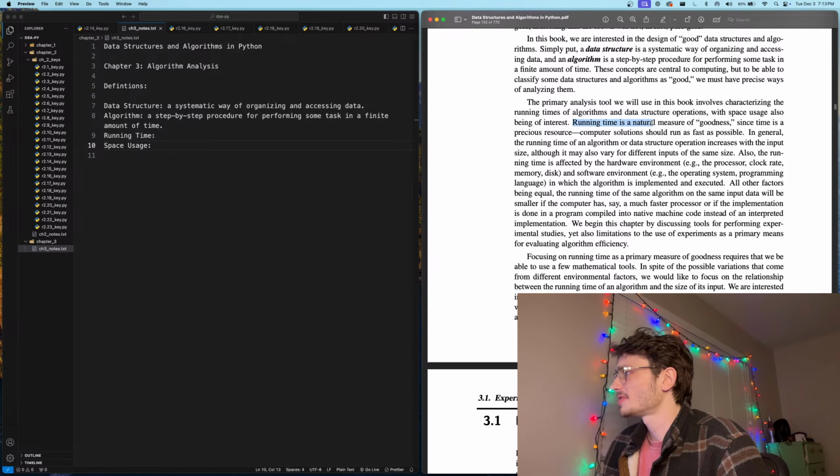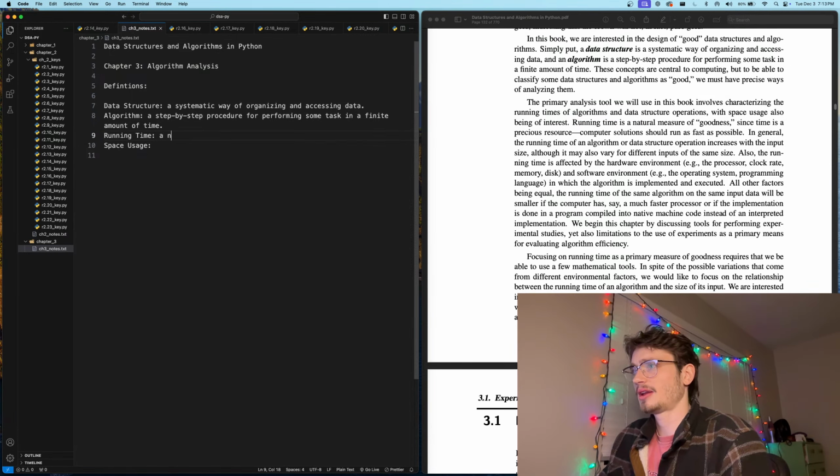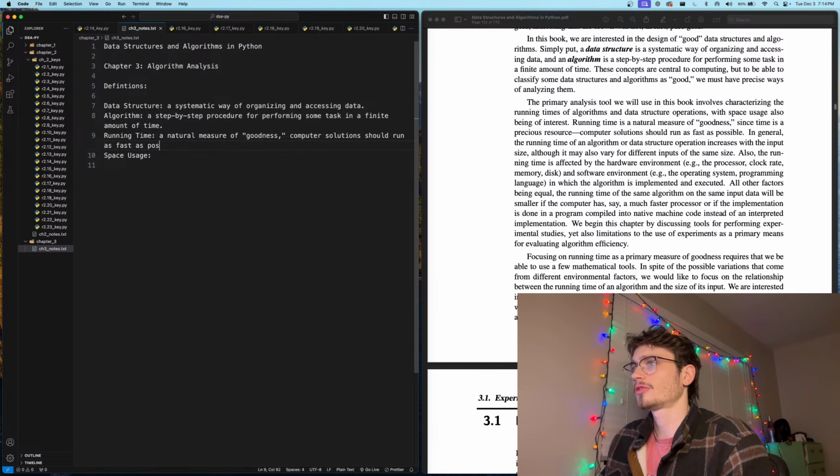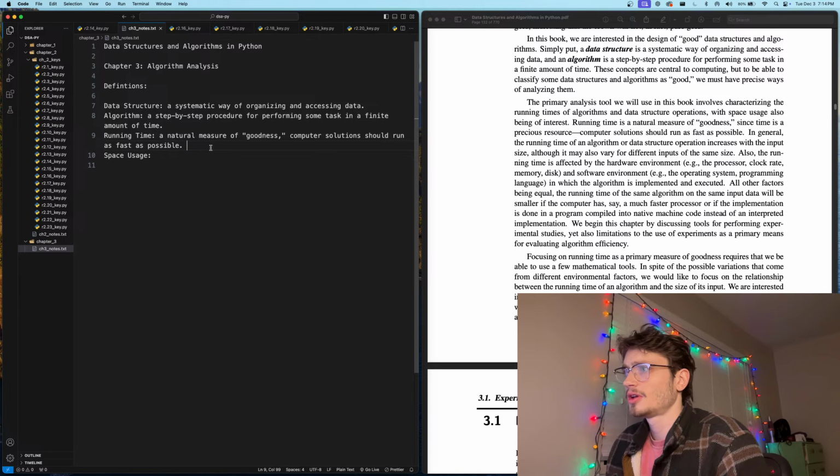So the runtime is a natural measure of quote unquote goodness. Since time is a computer solutions should run as fast as possible, right? Okay. So space usage, like memory. So I'm sure we'll get some information about that. So, all right.